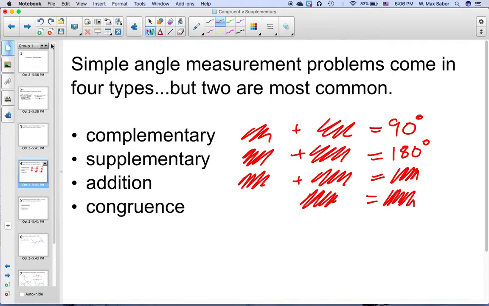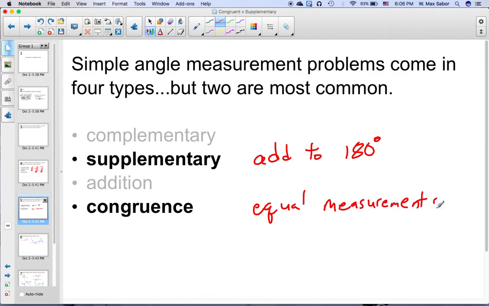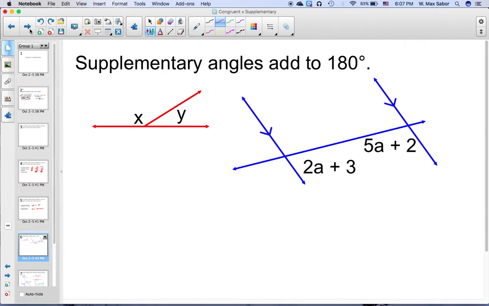The ones that are the most common are supplementary and congruence. So these are when we add to 180 degrees, or congruent when they have equal measurements. So what we're going to talk about right now is how to distinguish between these two. So supplementary angles add to 180 degrees, and there are two scenarios where we commonly see supplementary angles.